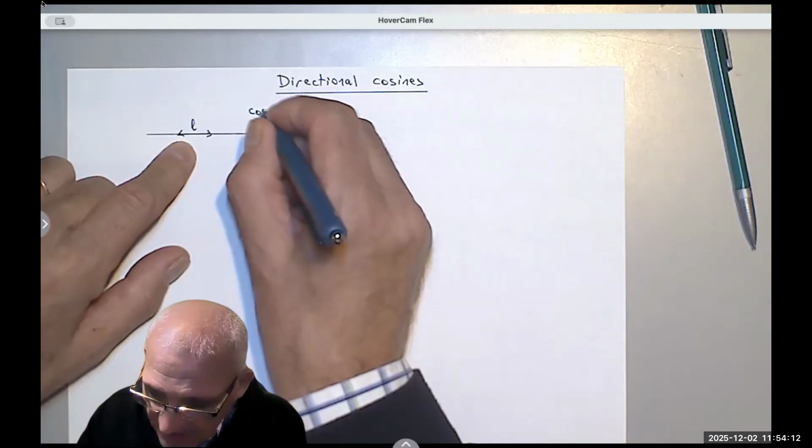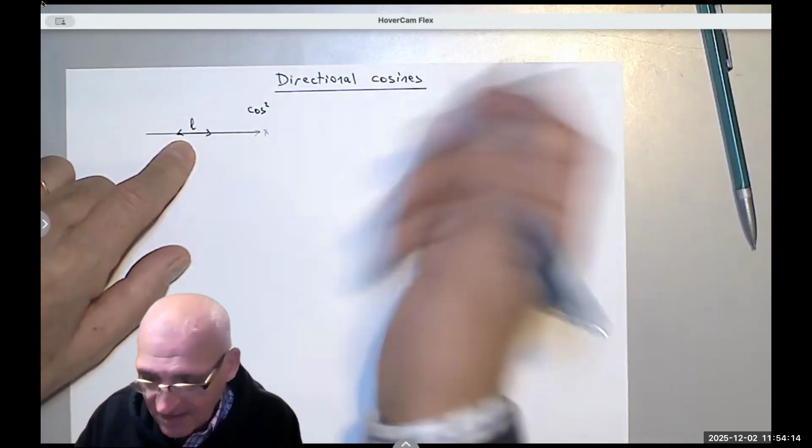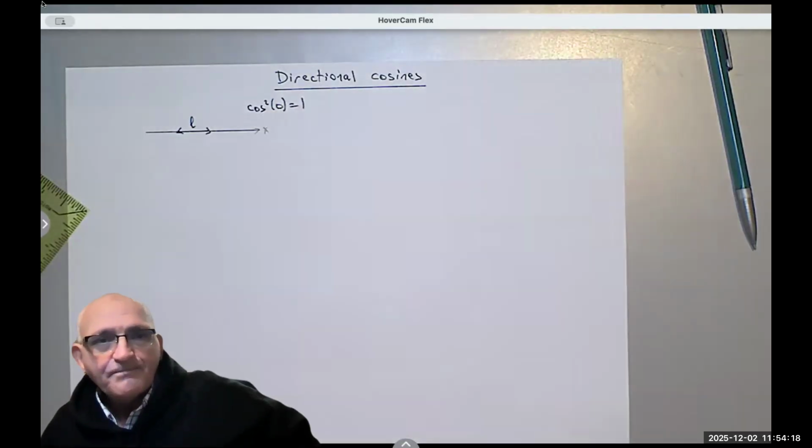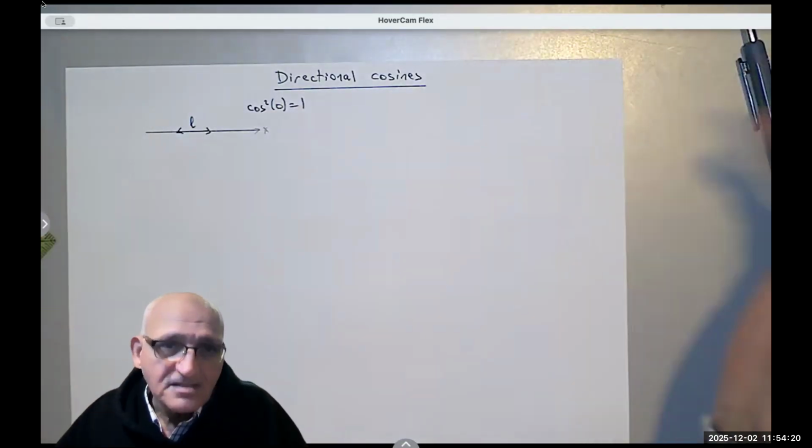So we say cosine square theta, where theta here is 0, equals 1. We know that cosine 0 is 1. And that's why it's trivial, right?